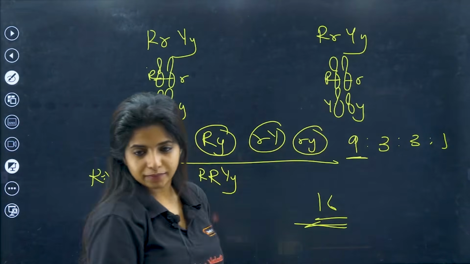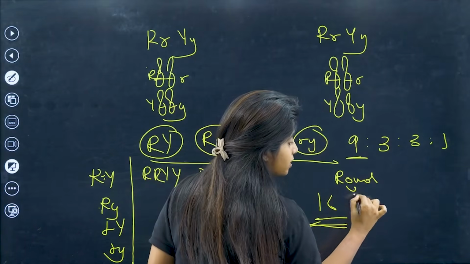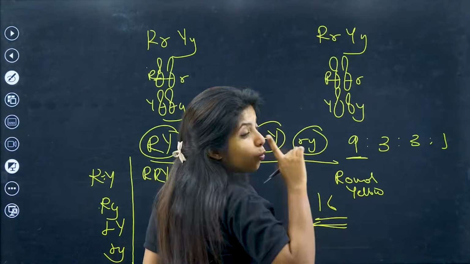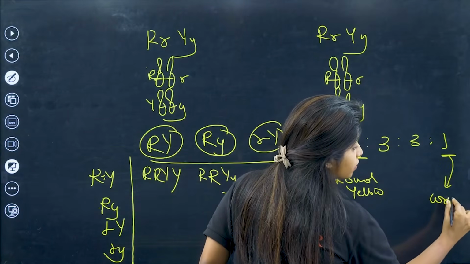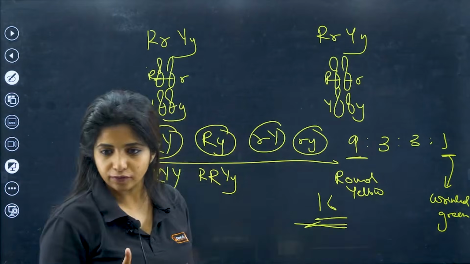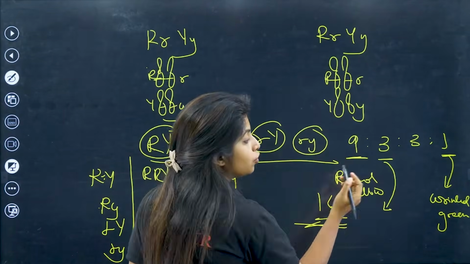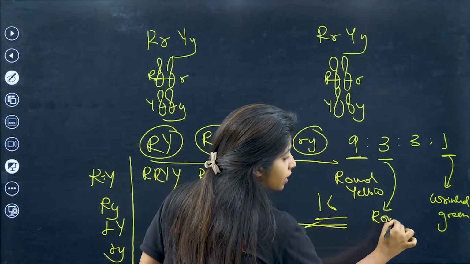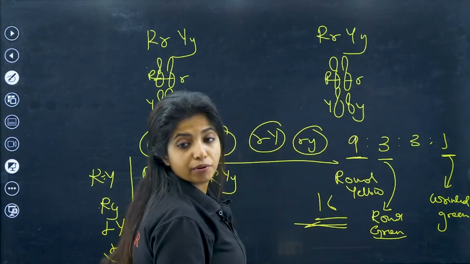9 of them, the most number of them, were round and yellow, just like in the dominant parent. Only 1 of them out of 16 was showing the recessive parental character, that is wrinkled and green. Only 1 of them. 3 of them are something new. Round was with yellow until now, but this time round will be with green. 3 of them will be round and green.